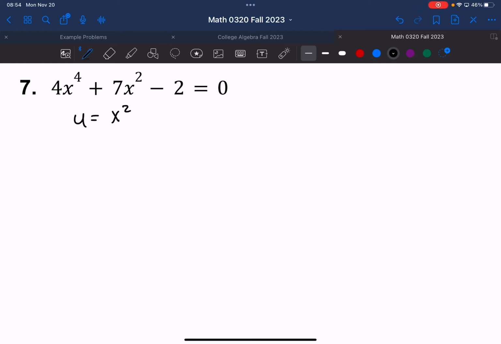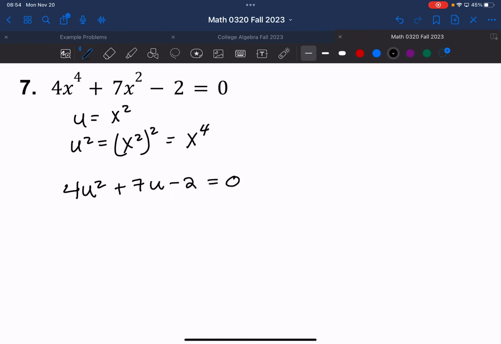So that means u squared is equal to x squared squared, which is x to the 4th, because a power raised to a power means we multiply. X squared squared is x to the 4th power. So now we plug everything in. We have 4u squared plus 7u minus 2 equals 0.